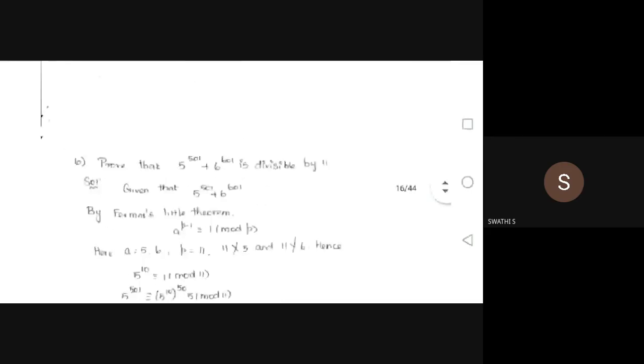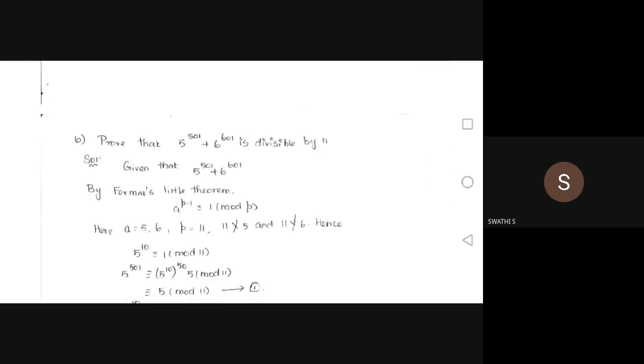The next problem: prove that 5 to the power 501 plus 6 to the power 601 is divisible by 11. Given 5 to the power 501 plus 6 to the power 601, divisible by 11 means the remainder should be 0. So when 5 power 501 plus 6 power 601 is divided by 11, its remainder should be 0. Okay, then only we can say that 5 power 501 plus 6 power 601 is divisible by 11.